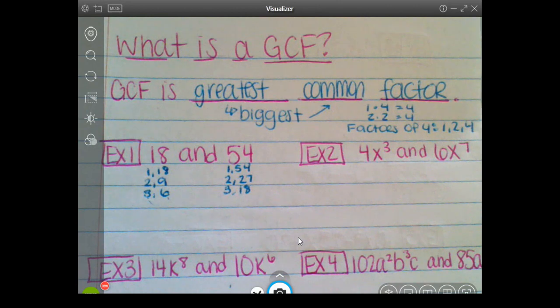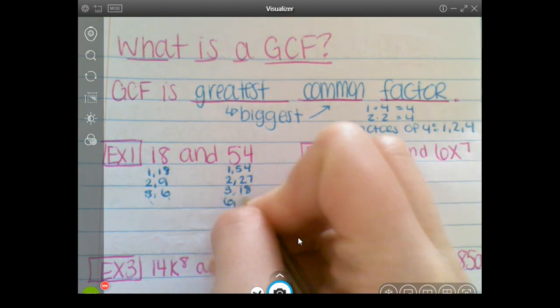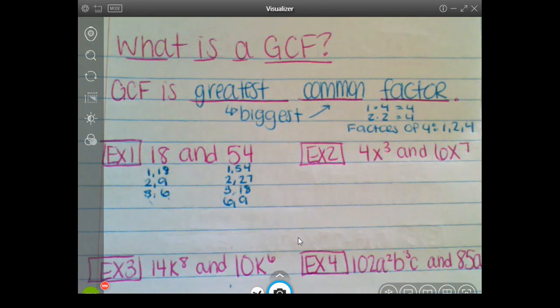Okay. So we left off at 3 and 18. So 54 divided by 4, not an even number. 54 divided by 5, not a whole number. 54 divided by 6, I get 9. So 6 and 9. 54 divided by 7, nope. 54 divided by 8, nope. 54 divided by 9, 9 and 6. I already have that, so I'm done.